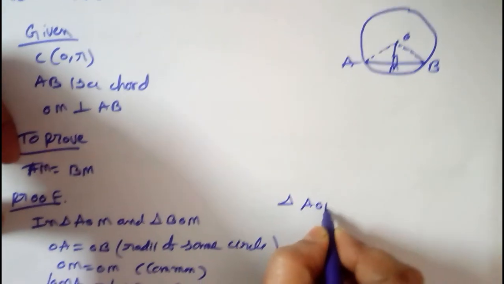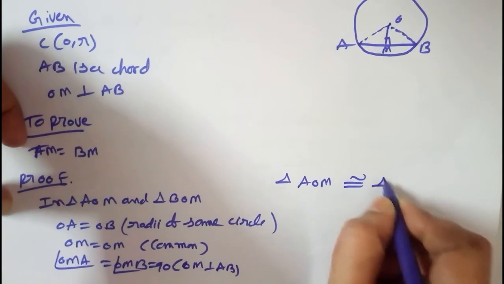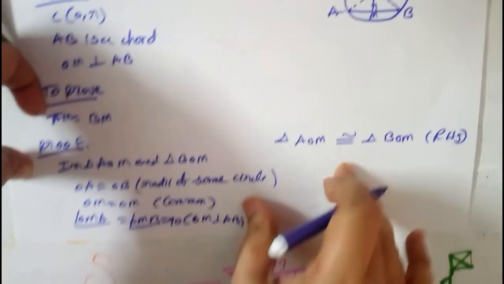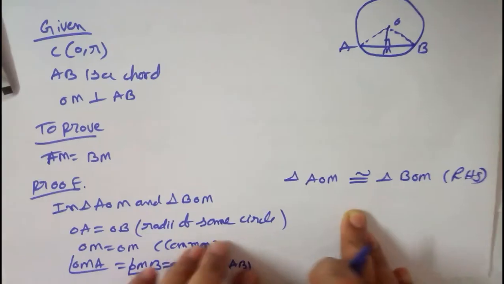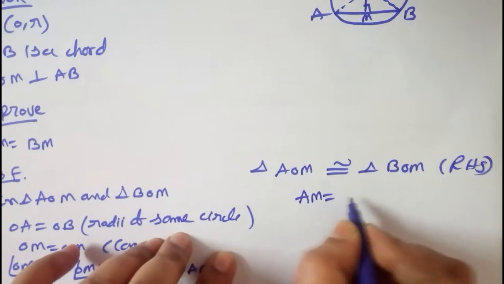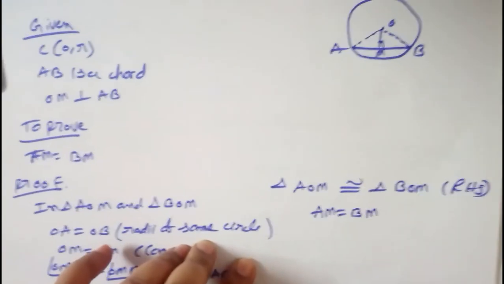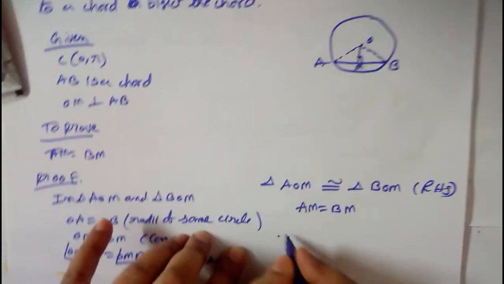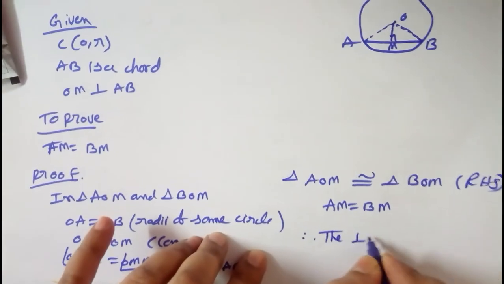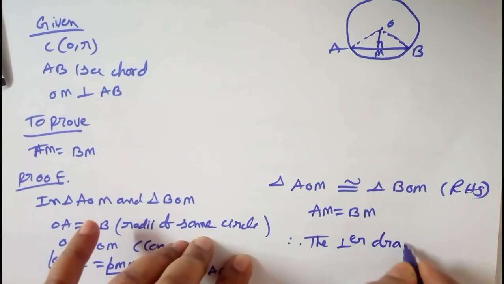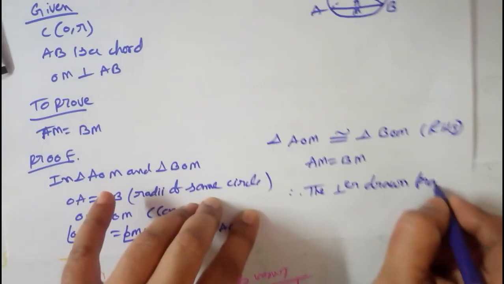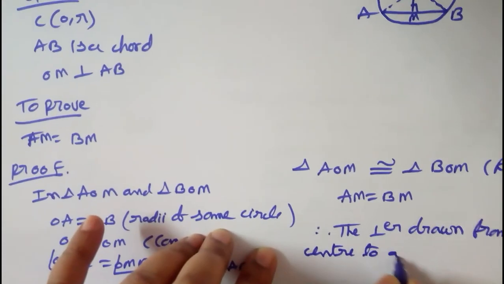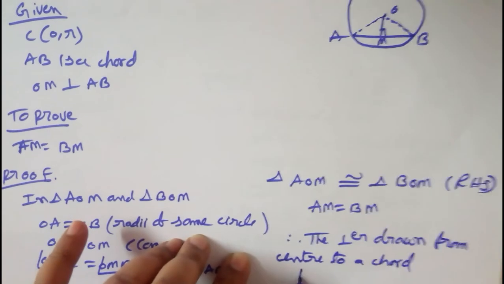Therefore triangle AOM is congruent to triangle BOM by RHS congruency. If two triangles are congruent, corresponding parts are equal, then AM is equal to BM. Then we can say that the perpendicular bisects the chord. Therefore, the perpendicular drawn from the center to a chord bisects the chord.